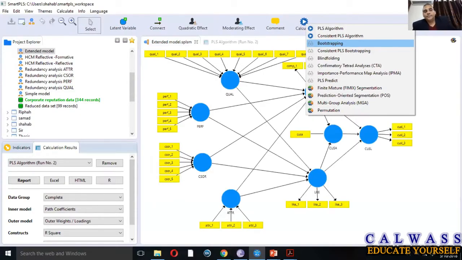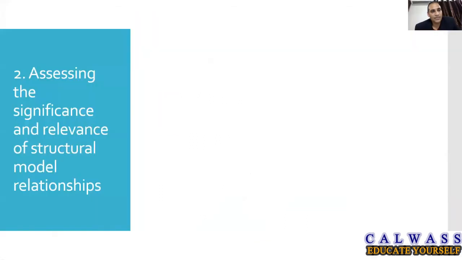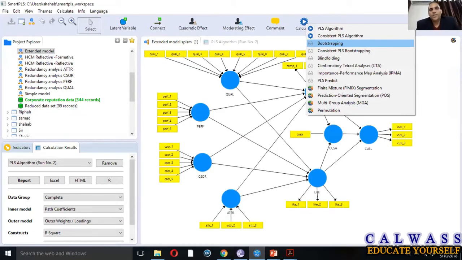Okay, the next is the second step. The first step was collinearity, right? The second is assessing the significance and relevance of the structure model. This is what you were looking for. You have built a model, you have certain hypotheses, and you want to test those hypotheses, but this is how we reach this point, right? You have done all the things, the measurement model, etc. You have checked VIF, collinearity, and then you can test your model, right? Whether your hypotheses will be accepted or not. We go to the calculate option and we run bootstrapping.